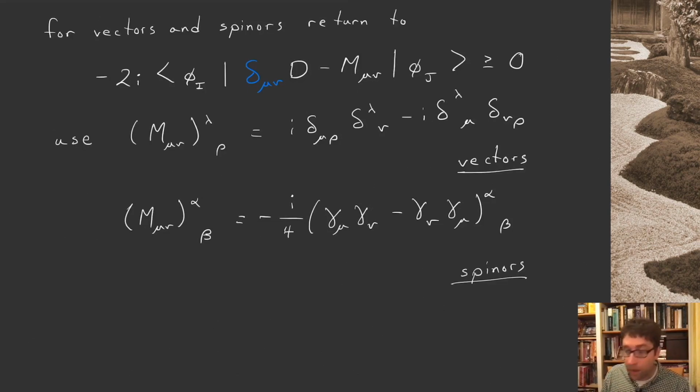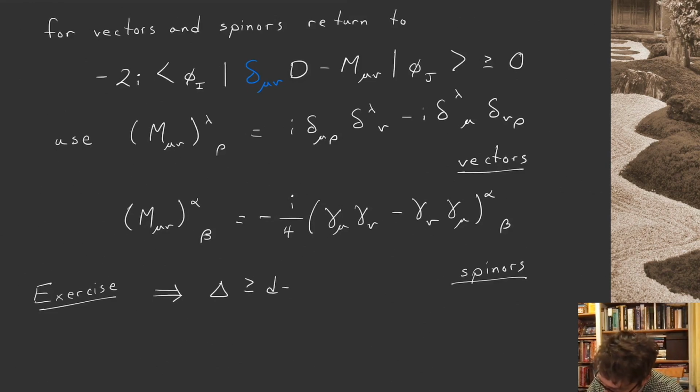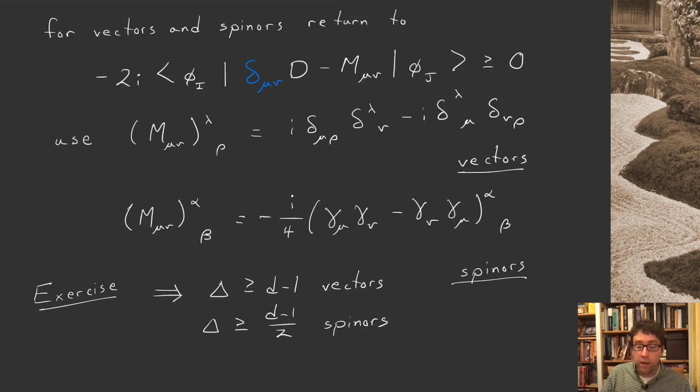So go ahead and plug that back in. This is a last exercise. You can then show, using these explicit forms for the representation, that delta is greater than or equal to d minus 1 for the vectors, and delta is greater than or equal to (d minus 1) over 2 for the spinors, which were the bounds we had on the first slide from this lecture. And you can go on, of course. If you want to use a little bit more sophisticated representation theory, you can deal with all the possible representations of the Lorentz group at once. You then have to express your result in terms of Casimirs, but I think this is enough. You get the idea. We'll stop here.